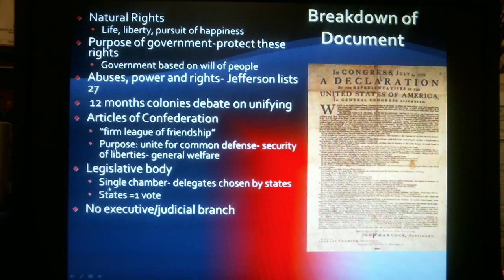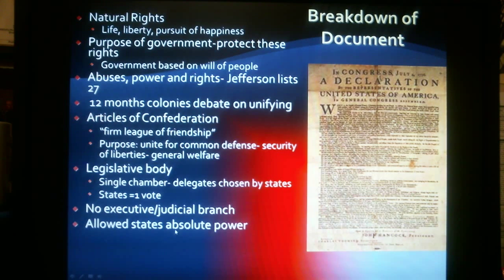The legislative body was a single chamber. Delegates were chosen by the states. Every state, there were 13 of them, of course, had just one vote. So it wasn't like each delegate or each representative got to vote. They would vote as a group, as a body of a state, and then you would have like a 6-7 vote or a 13-0 vote. So it was very hard to get all the states together to get a majority to vote for anything. It had no executive, no president, no judicial branch, no Supreme Court. None of that was in this thing.